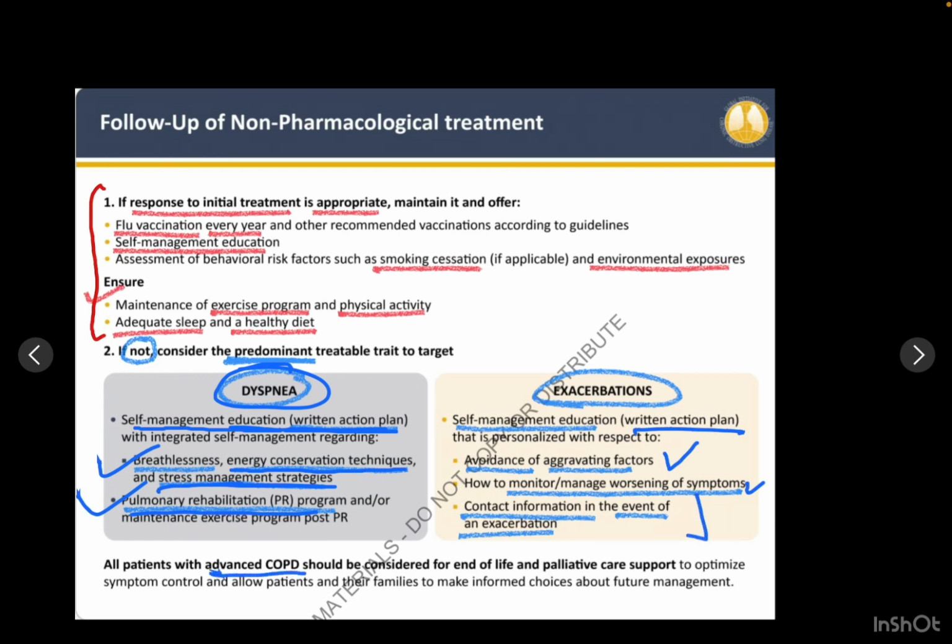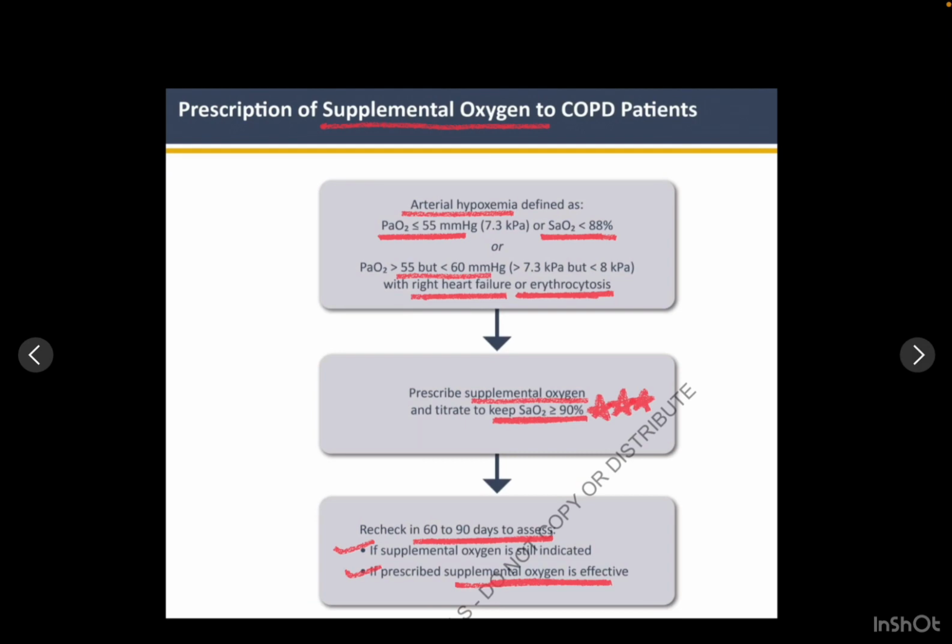After that, they are saying all patients with advanced COPD should be considered for end-of-life and palliative care support to optimize symptom control and allow patients and their families to make informed choices about future management.